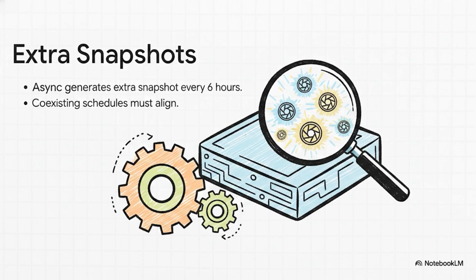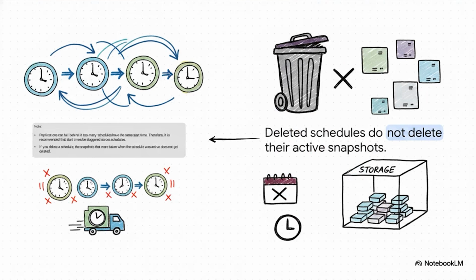For asynchronous schedules, the system secretly generates an extra snapshot every 6 hours, regardless of what you set. For NearSync, it generates an extra snapshot every 1 hour. Now, why does this matter for the exam? Well, if you have a protection domain that has both an async schedule and a NearSync schedule applied to it, you effectively have 2 different 1-hour schedules running concurrently. The system strictly requires that these schedules align to reduce the number of full hourly snapshots and prevent your storage from bloating. This brings up 2 more crucial operational hazards.